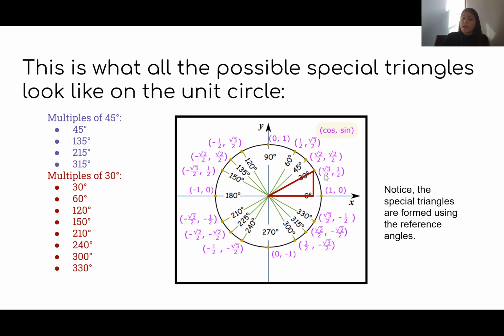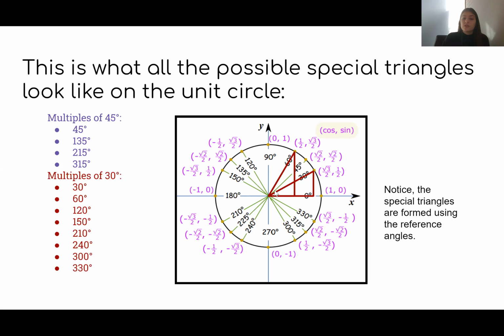So what does this mean? This means that the cosine of 30 degrees is root 3 over 2. You can plug it into your calculator, I promise. It's root 3 over 2. And this means that the sine of 30 degrees is 1/2. Again, you can plug it into your calculator, and it will be true. So the same thing goes for the other multiples.